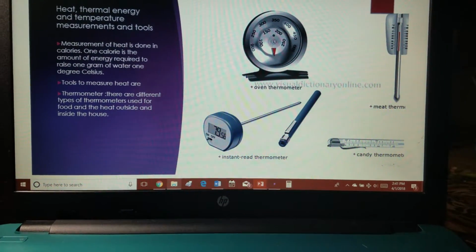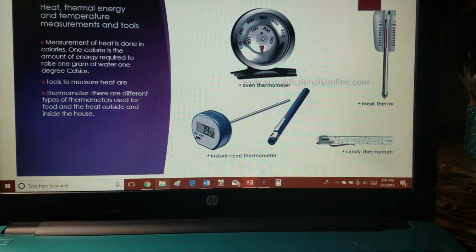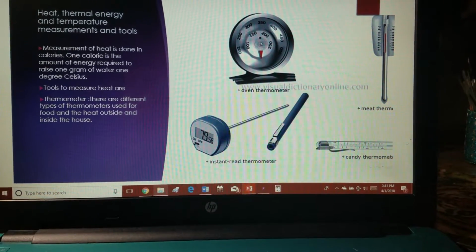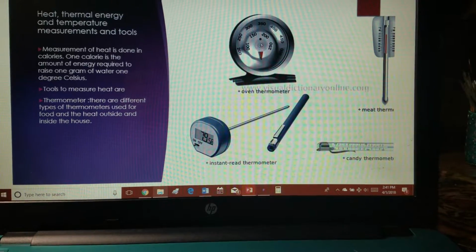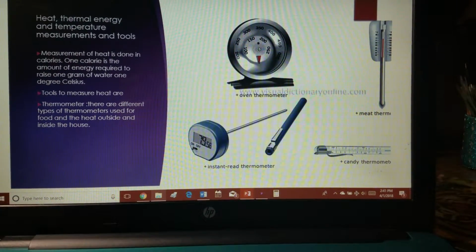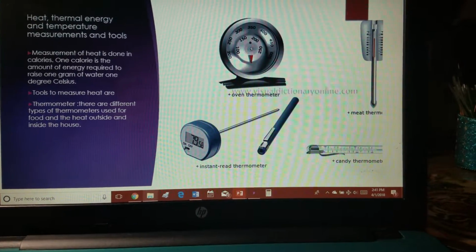Heat, thermal energy, and temperature: measurements and tools. Measurement of heat is done in calories. One calorie is the amount of energy required to raise 1 gram of water by 1 degree Celsius.